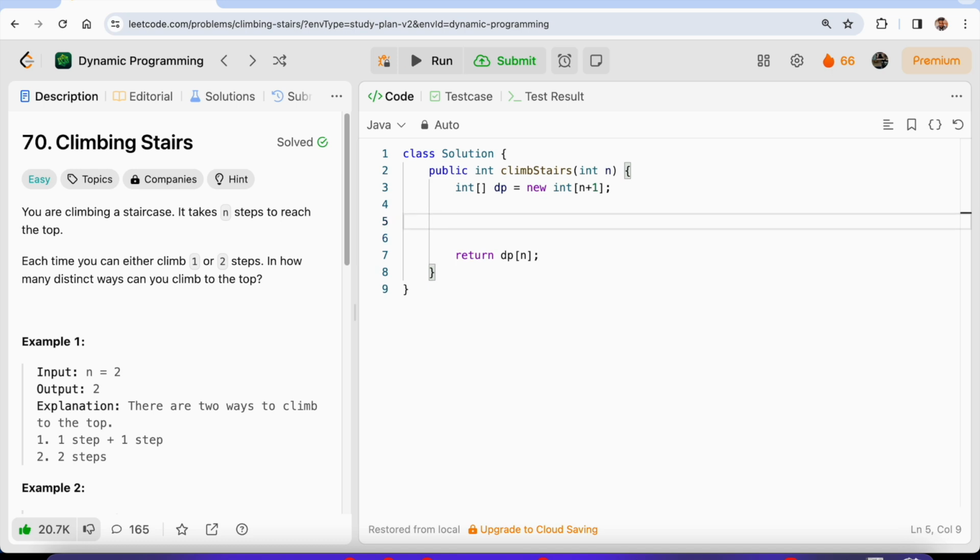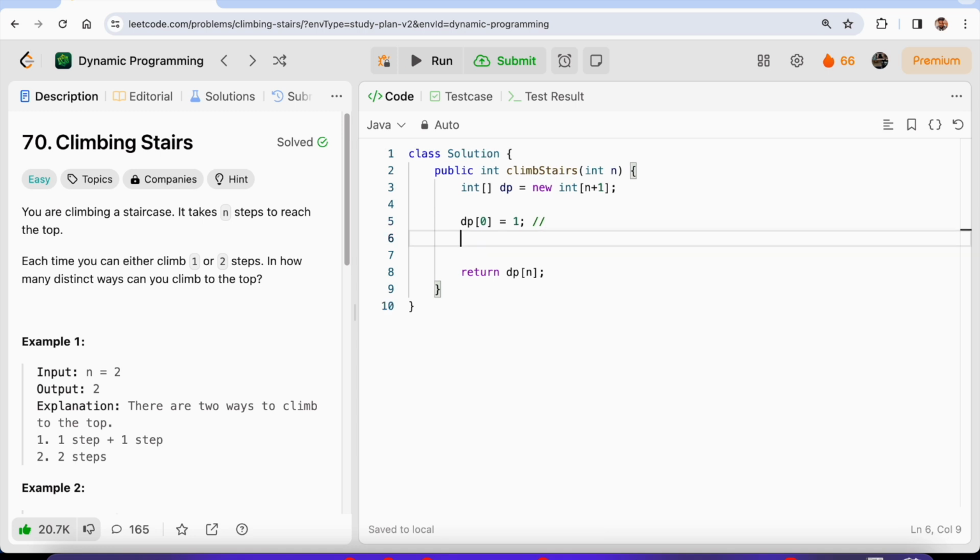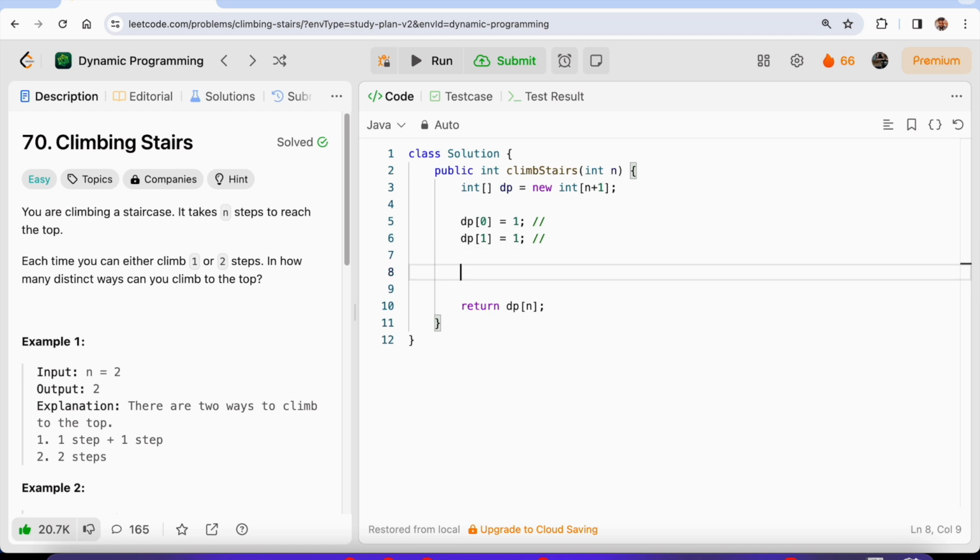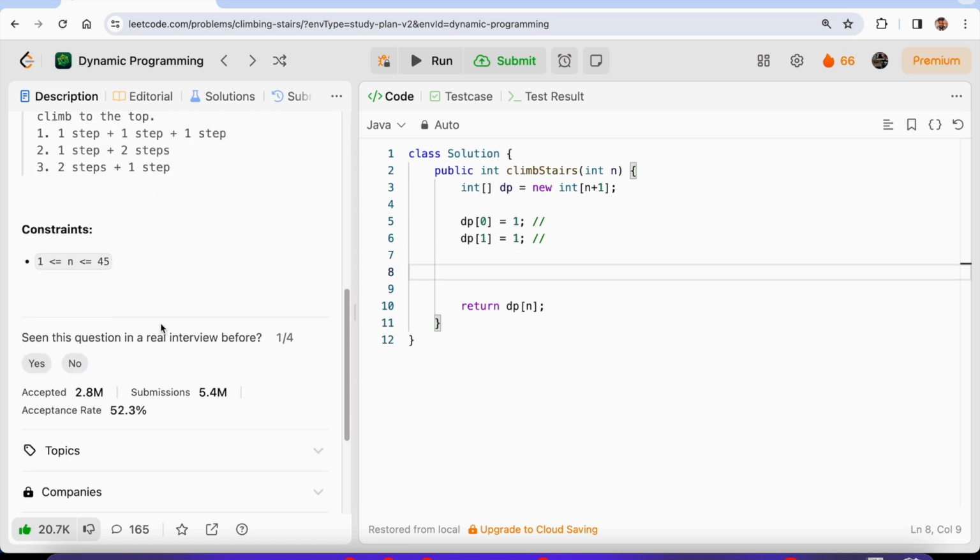So first of all, we have to tackle the smaller problems. Let's say dp of 0. We consider that dp of 0 we will take as 1, because to reach the ground, the 0th floor, we don't have to take any steps and it's considered as one way. And dp of 1, I'm taking one step. If you want to take dp of 1 and 2 as base cases, it's up to you, because in that case you will have to handle the case where the n value is 1. For n value of 1, you cannot check the value of dp of 2.